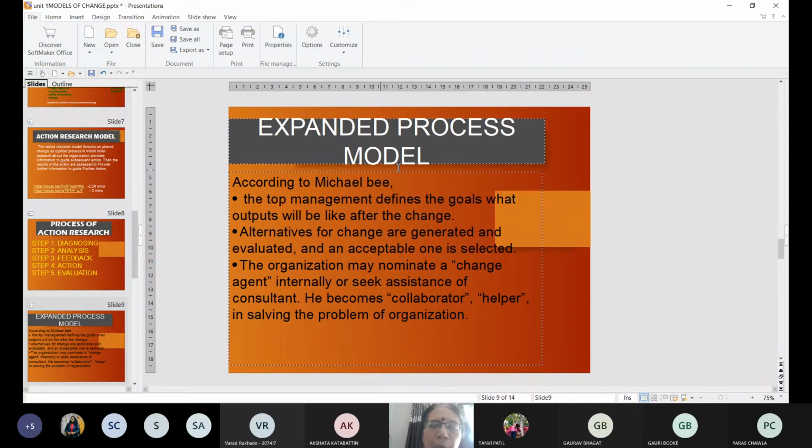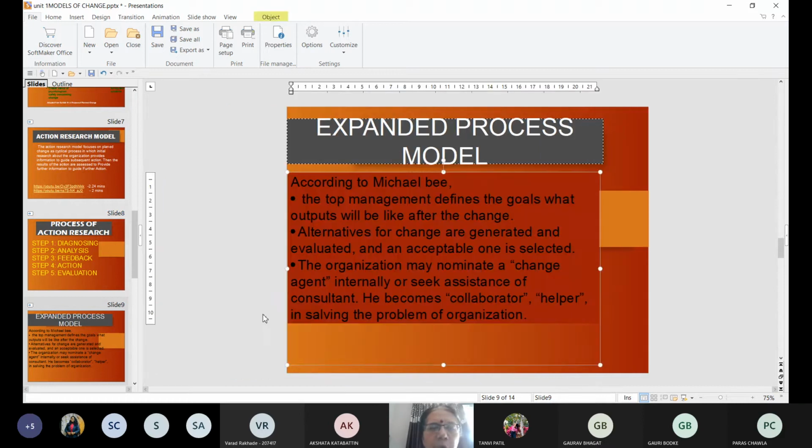The organization may nominate a change agent. Now, who is a change agent? It could be the HR manager. It could be some expert in the field of change management. It could be the top management. It could be the CEO. Any person who is helping the organization to bring about change is called as a change agent. In unit number 4, we are going to learn in detail about change agent. He may be a collaborator, helper in solving the problems of your organization.